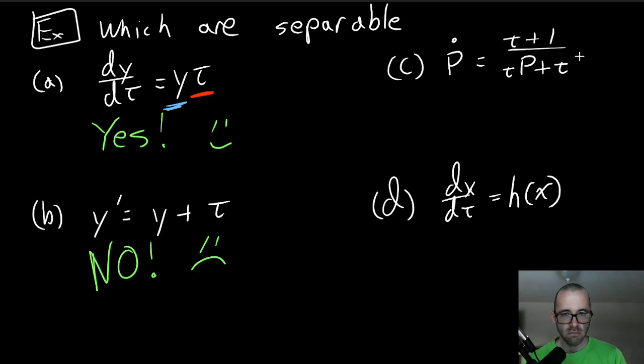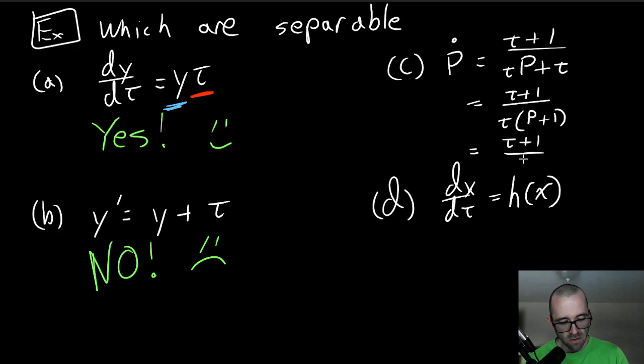The next one doesn't look like it is, but if we fiddle with it for a little bit, we can factor out that denominator, factor out a t, and we're left with p plus 1. And if that's the case, can we not write it as (t plus 1) over t times 1 over (p plus 1)? Is that not the same exact equation? Is that not something with t's times something with p's? It is. That's a yes.